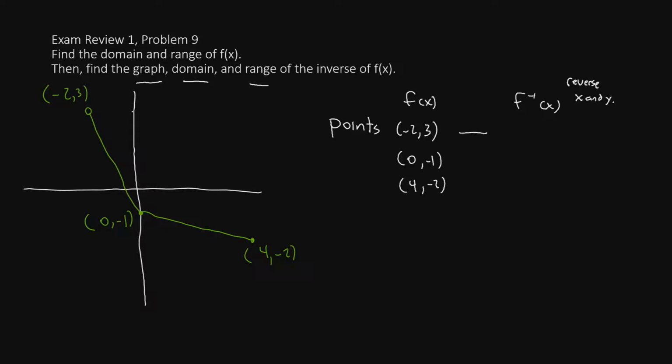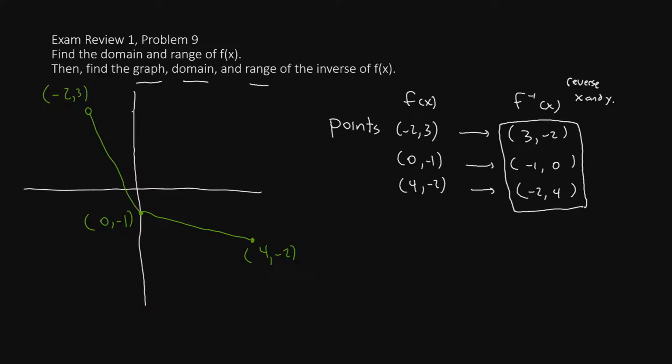So if we had (-2, 3), we now have (3, -2). If we had (0, -1), we now have (-1, 0). If we had (4, -2), we now have (-2, 4). These will be the new points in our inverse graph.